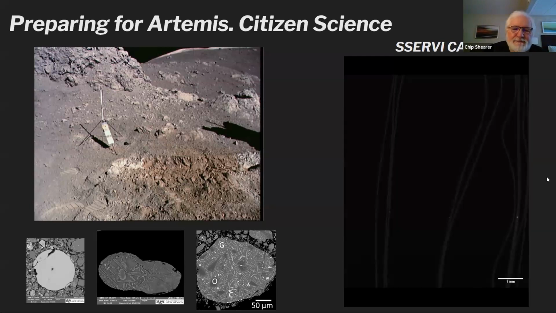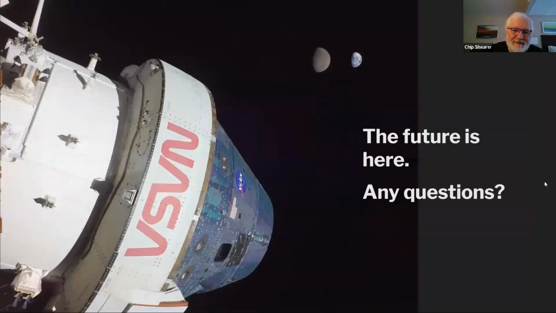And finally, the last chart. This is one of my favorite images from Artemis 1, and it looks back at the Earth-Moon system, really illustrating that we are together in this big enterprise, and excited to participate at some level in this exciting exploration science space economy adventure. Thank you.